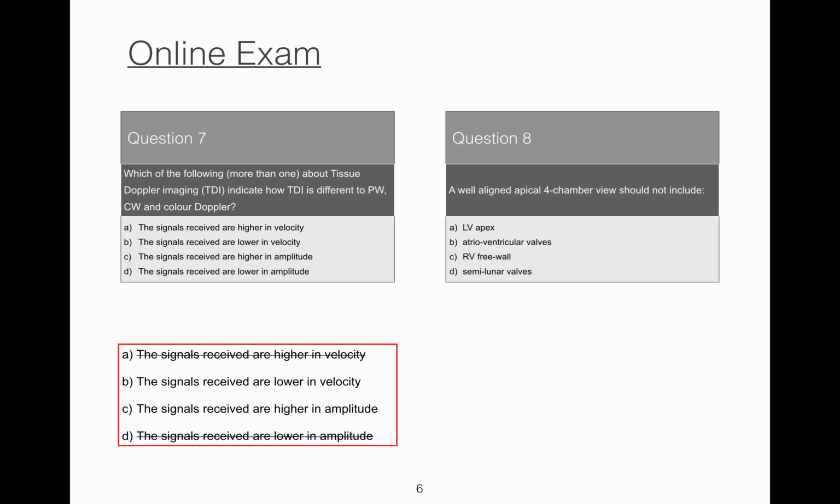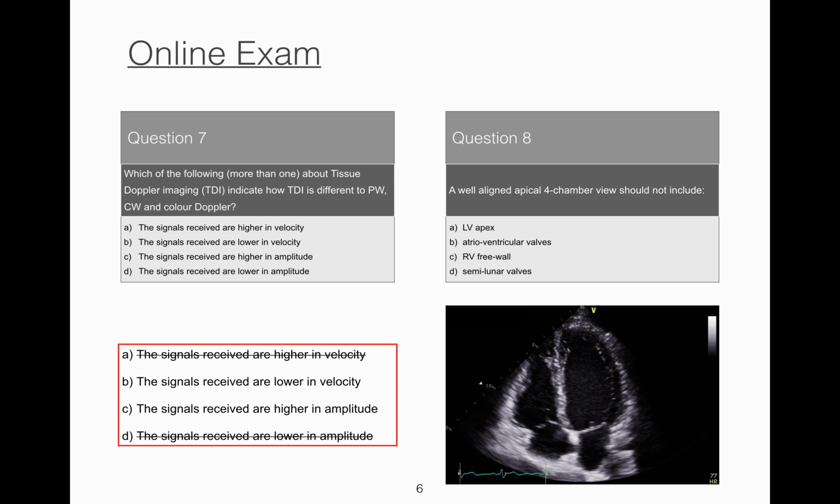Question 8 is about the alignment of the apical four-chamber view. A well-aligned apical four-chamber view should include the LV apex, RV free wall, and the two atrioventricular valves, that is the mitral and tricuspid valves. It should not include the semilunar valves.